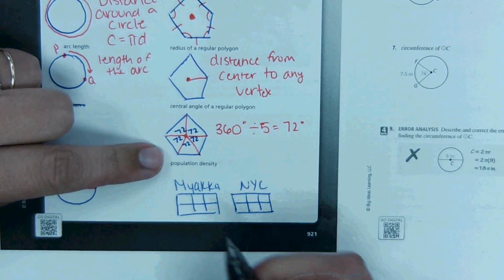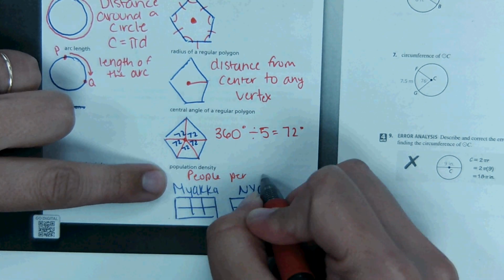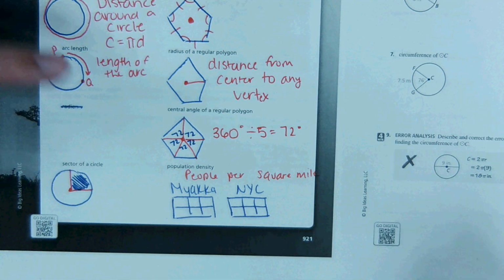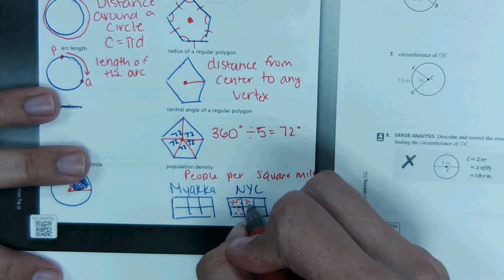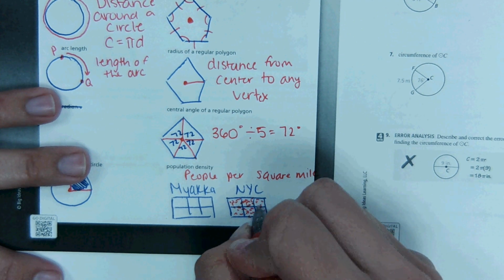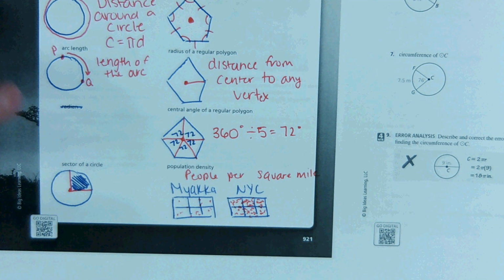And population density, there's a lesson on this, which is kind of random. But population density is how dense a population is in a given area. So like people per square mile or square kilometer. To show it visually, if you're talking about New York City, there is a lot of people in a small amount of area. So this would be like New York City compared to Mayaca, where it's just like a few random people everywhere.